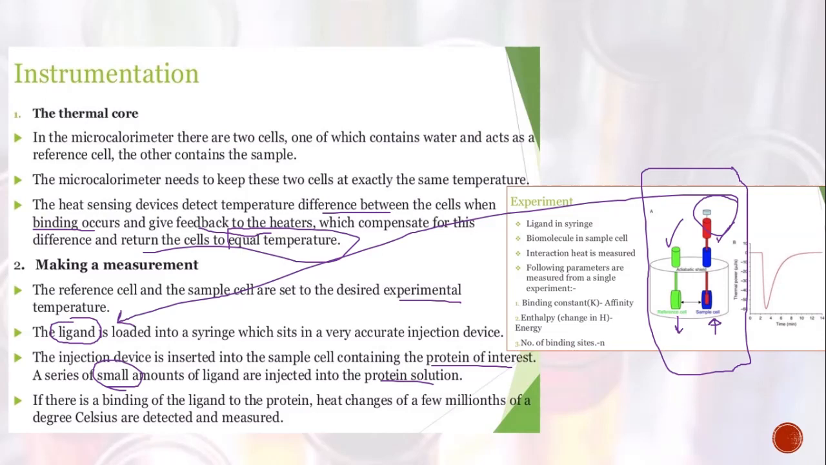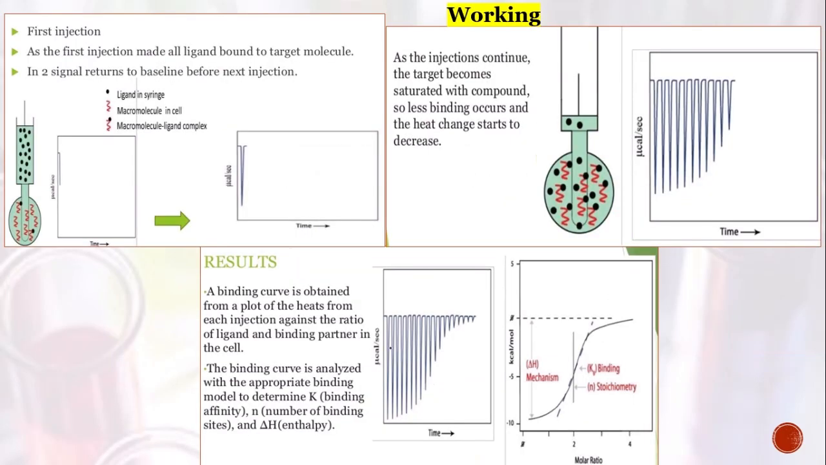So if there is binding of the ligand to the protein, then there will be heat changes, and these heat changes can be detected even at a few millionths of a degree Celsius, and then they can be measured and quantified. So this is how the process occurs. So this is our sample cell here, and then we have our injection.